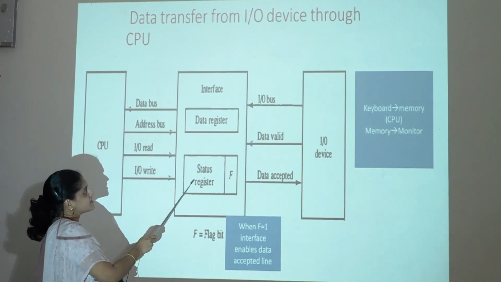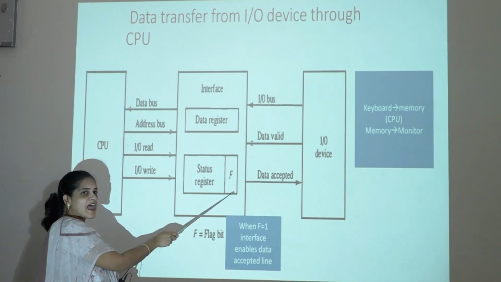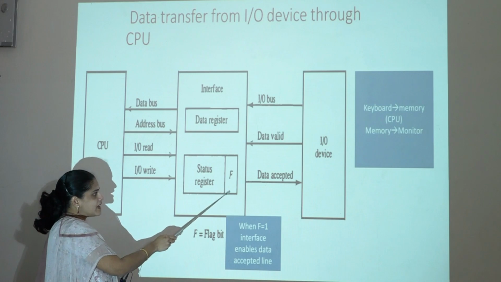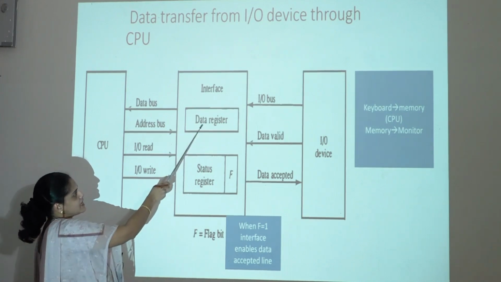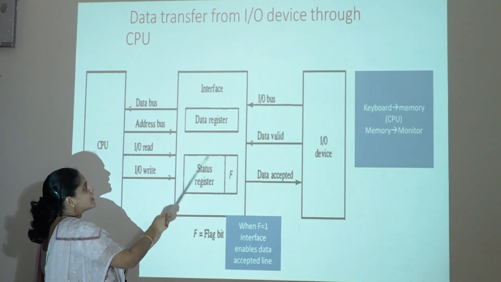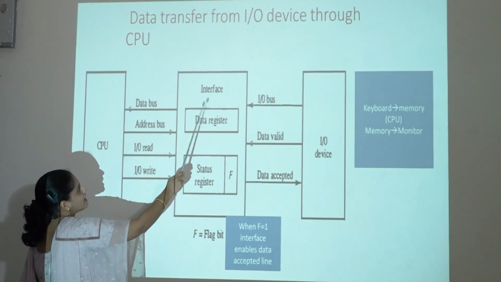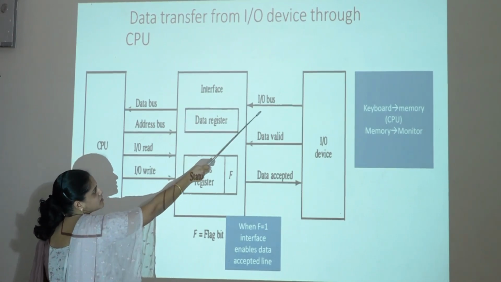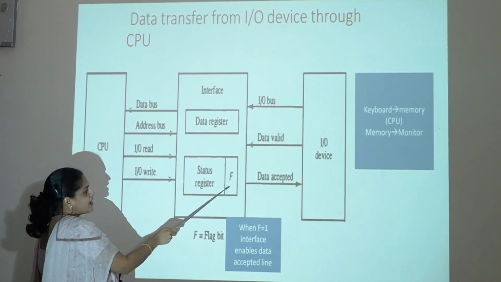Whenever the data register has information, there is a register called the status register present in the interface unit, which has a flag bit F. When this flag bit is set to 1, it indicates that there is data present in the data register. If the flag bit is 0, it means that the data register does not have any information. So whenever the input-output interface transfers the information from the bus into the data register, it automatically sets the flag bit to 1.